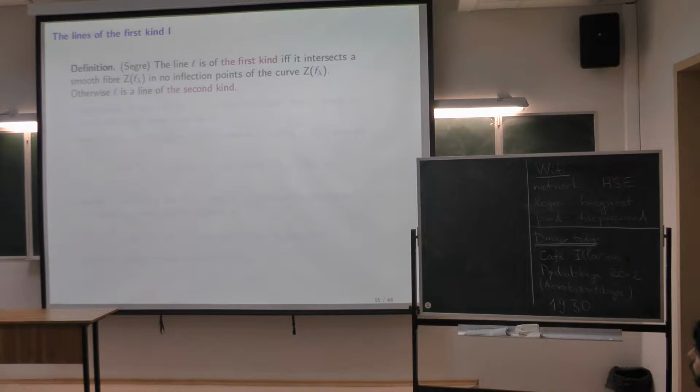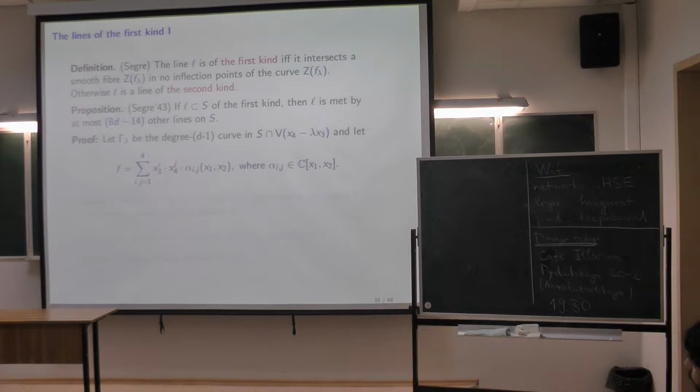And this is actually his argument. It's the only argument that works for any degree and gives any kind of bound for the second question. He says if a line is of the first kind, then it's met by at most 8d minus 14 other lines. And the argument is beautiful, simple, trivial. You can explain it to students. So at first you take just this curve, of degree d minus 1.